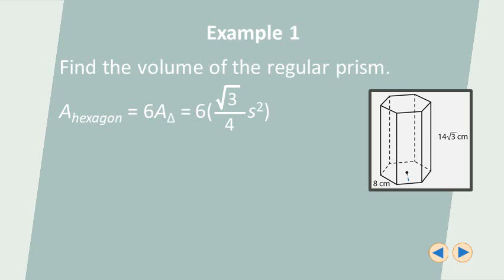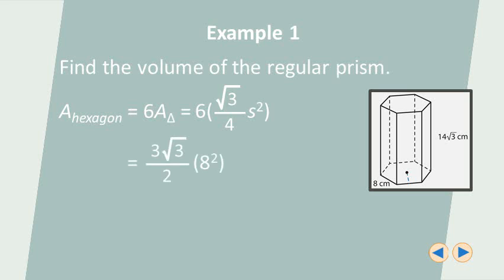Well, again, let's remember that a hexagon is 6 equilateral triangles. So the formula for an equilateral triangle is square root of 3 divided by 4. And so if we have 6 of those, and we know what one of the sides of the equilateral triangle is, which is what the sides of the hexagon are, 8 centimeters, then we can find that B, that area of the base, and then all we have to do is multiply that.